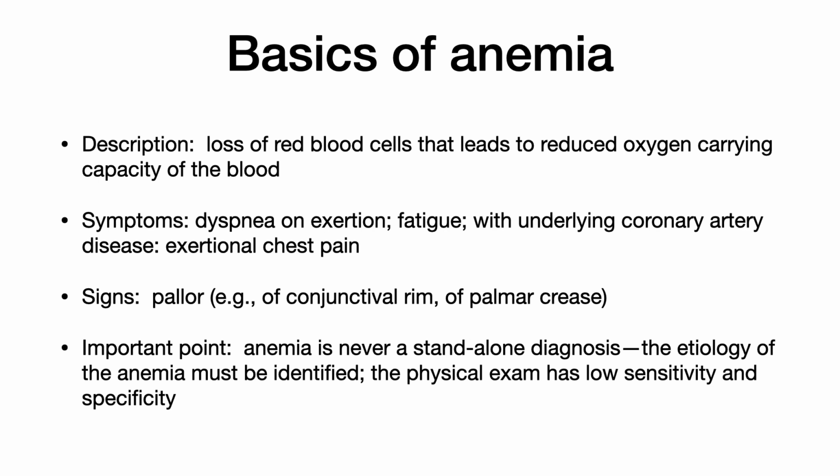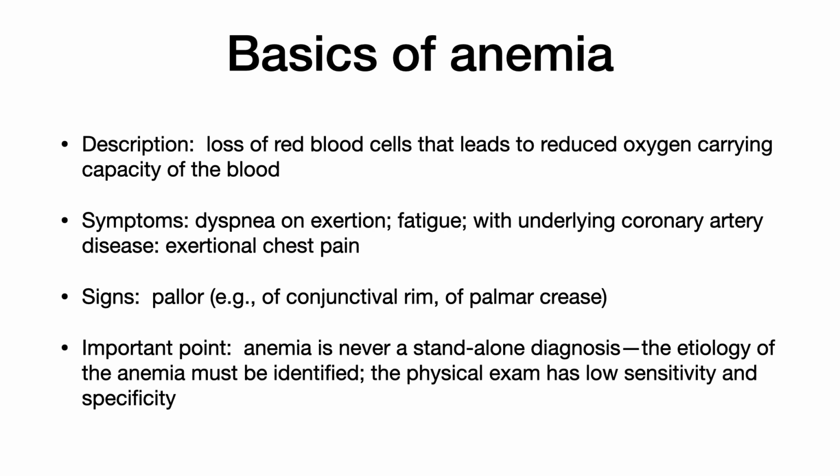The signs of it, you can see pallor. Remember, red blood cells are what give our skin and our organs their color, other than melanocytes. Oftentimes at autopsy on a person who died traumatically and has lost a lot of blood, the kidneys will not be their usual dark red, they'll be pale tan. It's because of loss of blood, and that's what gives the organs their color. So you can see pallor, specifically at the conjunctival rim and also in the palmar crease.